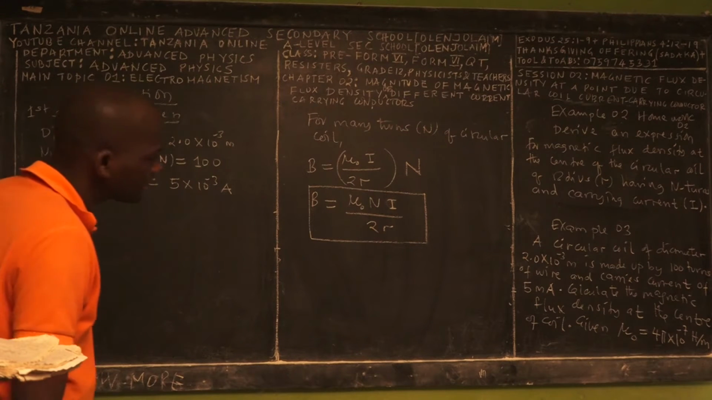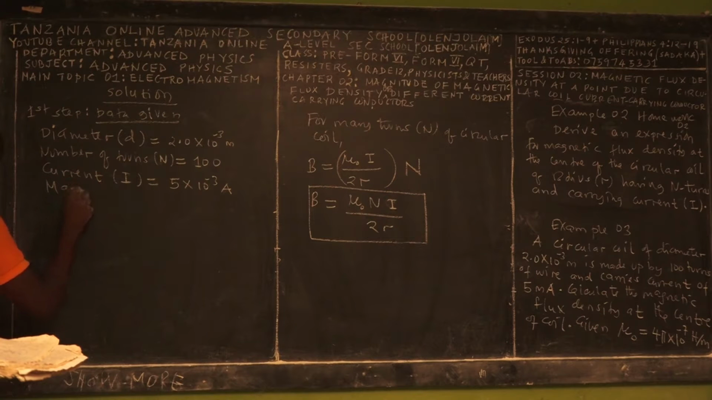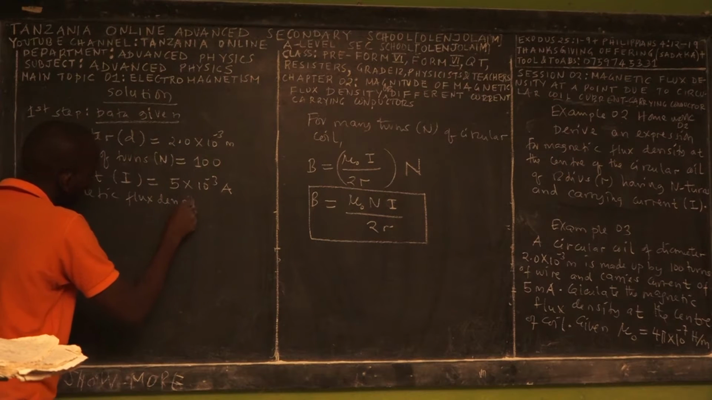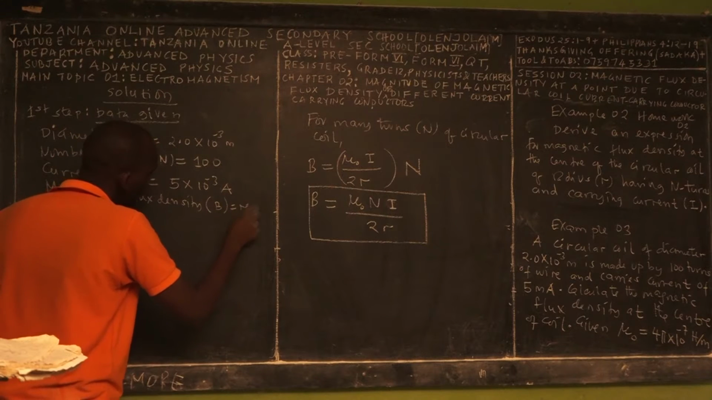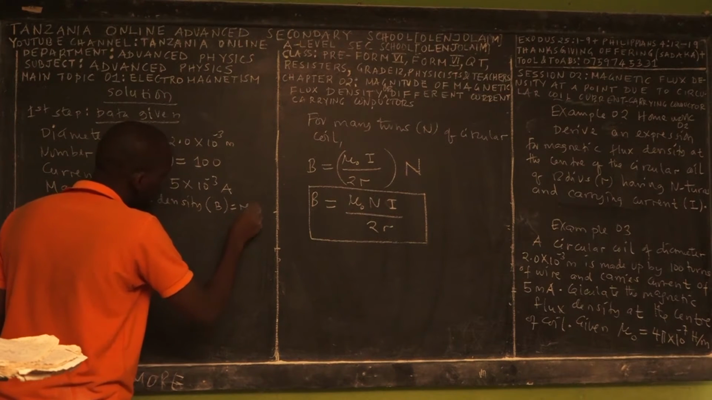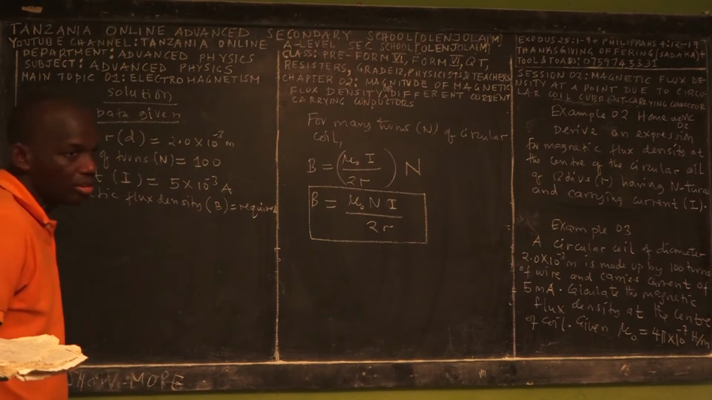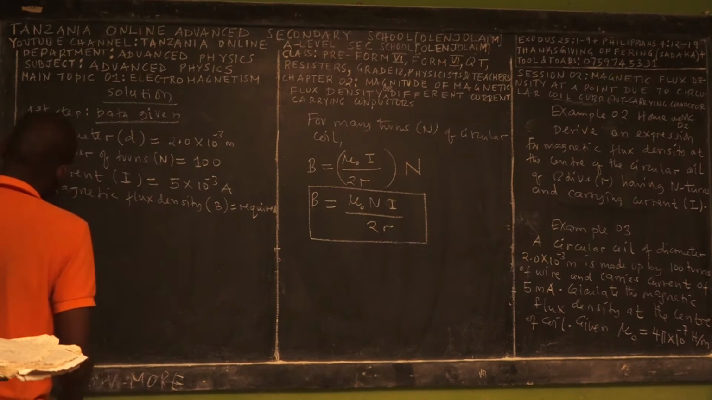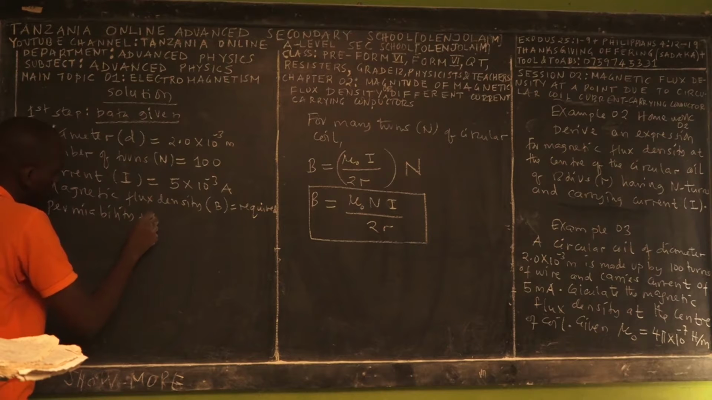Calculate the magnetic flux density at the center of the coil. You have to find the magnetic flux density, which is B, and this is what is required. Then you have what? Permeability of free space.